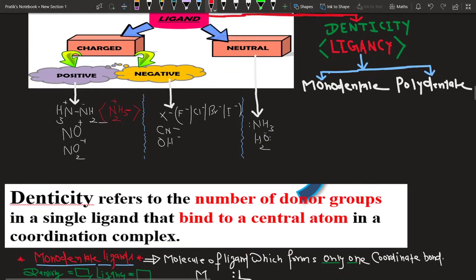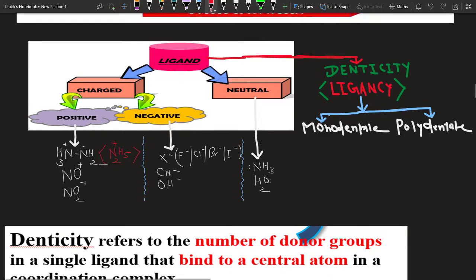Now, very important part, student. Let us move to the classification of the ligands. If you see this part, ligands are electron donors. They act as Lewis bases. Okay. So ligands are classified on the basis of charge and on the basis of denticity.